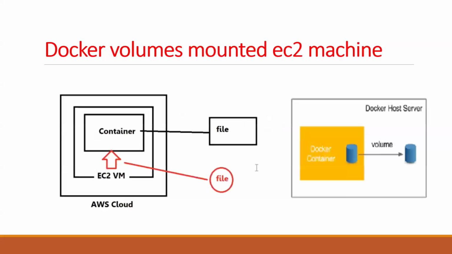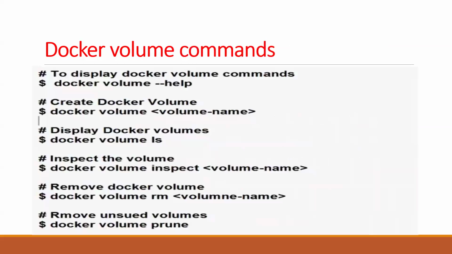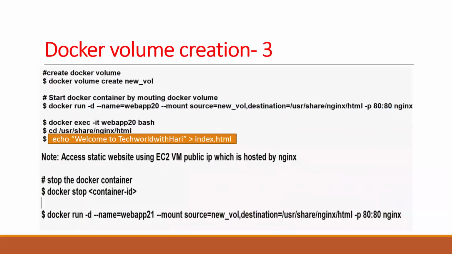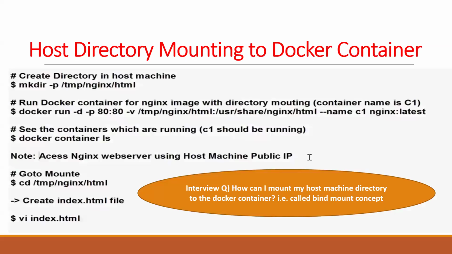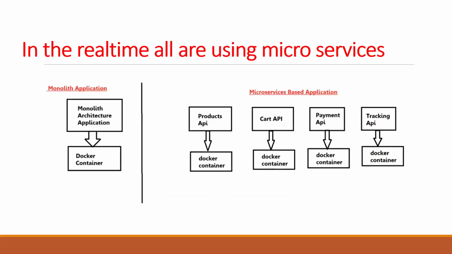So Docker volumes are mounted to the EC2 instance too: host mounted and bind mounted, and we'll discuss that. Then we'll discuss microservices, monolithic application versus microservices. In the initial waterfall model, they used only monolithic applications. Once Agile and DevOps came into the picture, microservice-based applications came into the picture.